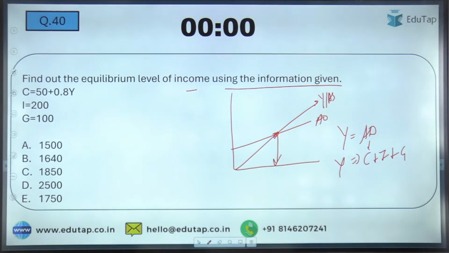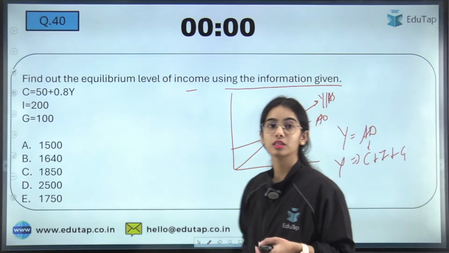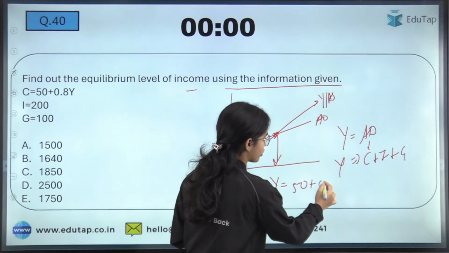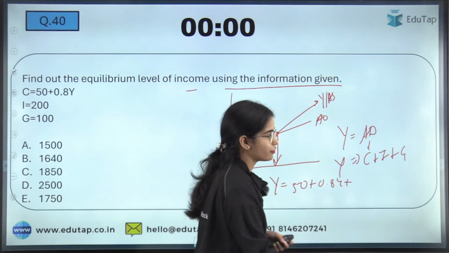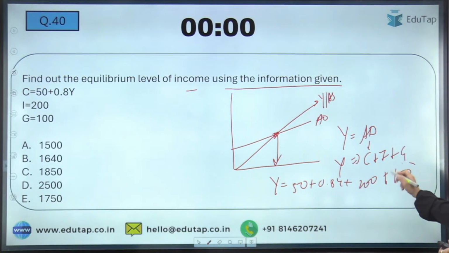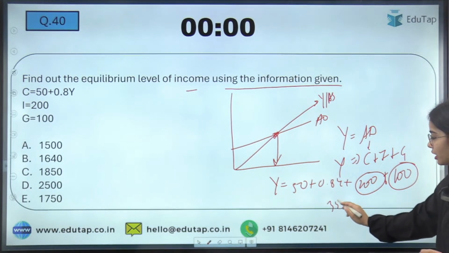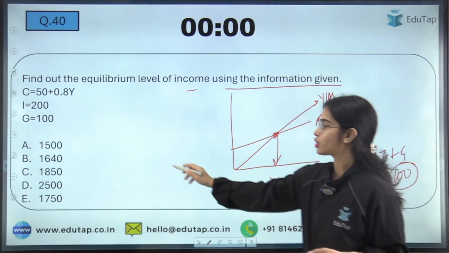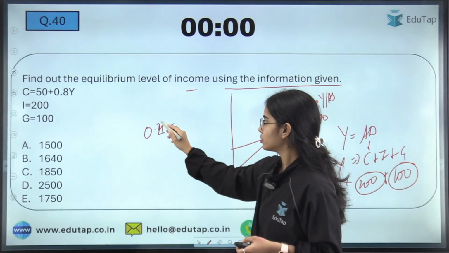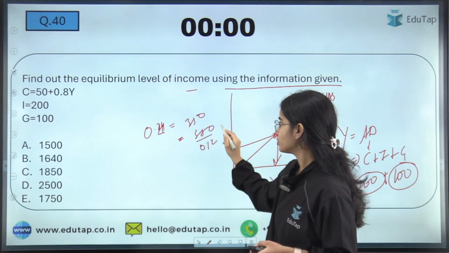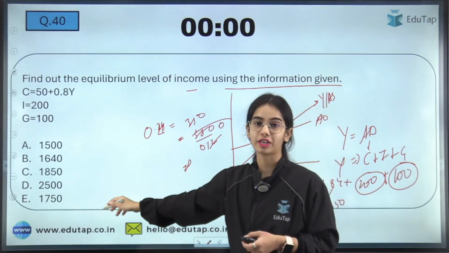Yes, Nachiket, that is correct. So here the income is equal to consumption, that is 50 plus 0.8y, plus your investment, given as 200, and your government expenditure, given as 100. So 100 plus 200 plus 50 is 350. The 0.8y will go to the other side, so that is 0.2y equal to 350. So that is 350 divided by 0.2, which will give you 1750 as the answer.